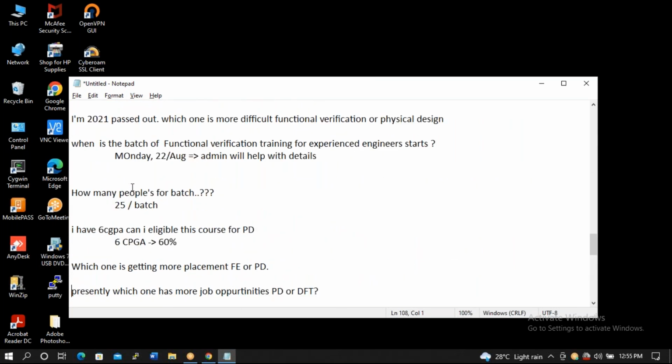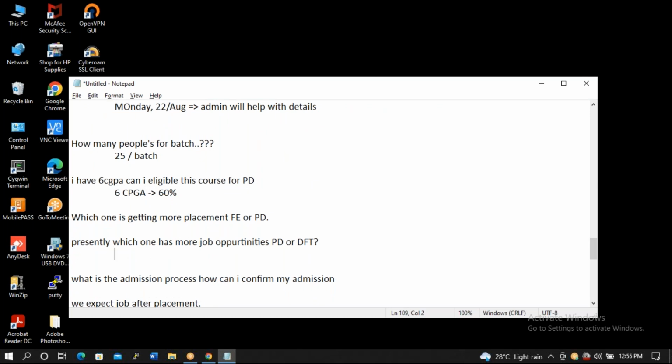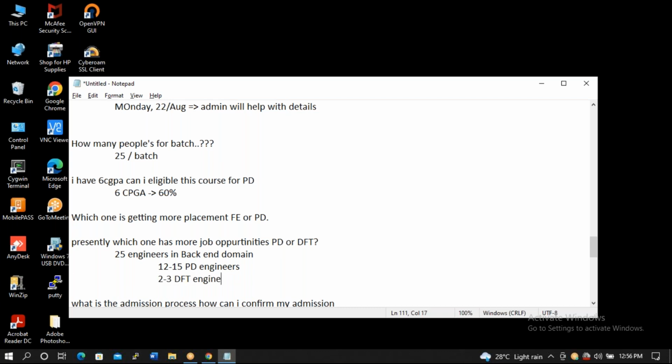Okay, we are mostly done. We'll just answer the last set of questions. Presently, which one has more job opportunities, PD or DFT? See how it works: PD always has more opportunities than DFT. If there is a team of 25 engineers in the backend domain, there will be at least 12 to 15 PD engineers. There will be 2 to 3 DFT. Tell me which will have more opportunities?